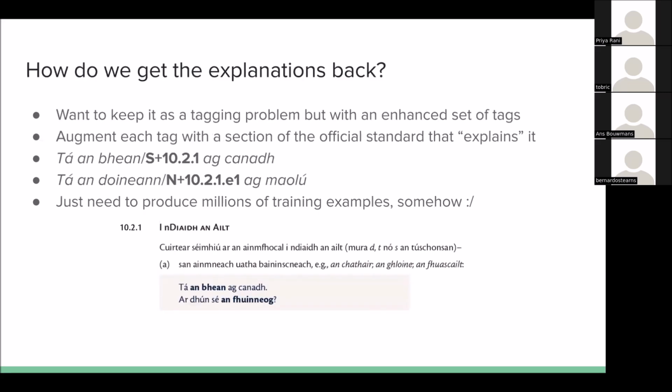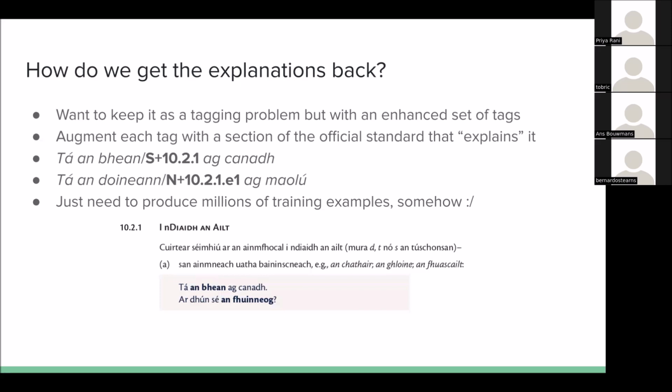So really the point of what I'm talking about today is how do we take the same approach to train a neural network in an ideally unsupervised way, but retain the ability to give the user explanations as to why an error is being reported. So the setup is as follows. We're going to continue thinking of this as a tagging problem, but instead of just 5 tags, I'm going to have dozens and dozens and dozens of tags. So each tag is then augmented with a reference to a particular section of the official standard. The 2017 standard has numbered sections. So the little screenshot at the bottom is from the standard. Every tag is going to be augmented with a number referring to the section of the official standard that explains that mutation. Fine, that's the setup.